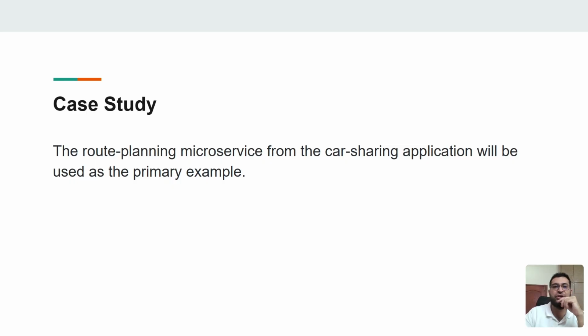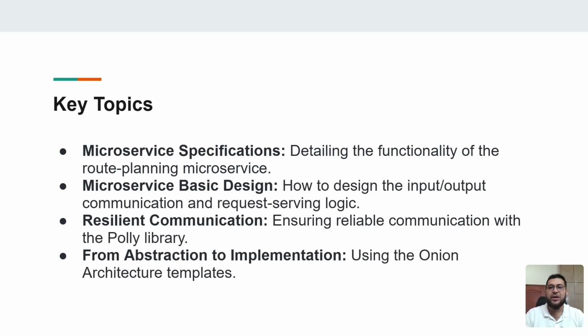So in this session, we will create the route planning microservice for our car sharing application. So this will be our key topic. We will see the detailing of the functionality of the route planning microservice. Then we will see the input-output communication and request serving logic. Then we will use the Polly library for resilient communication, and we will also see the onion architecture. Onion architecture will be our main architecture for this microservice.